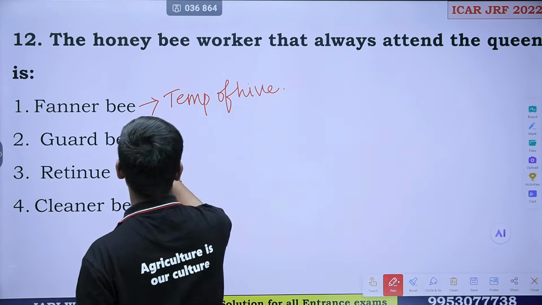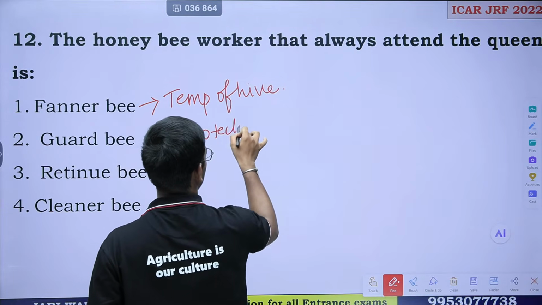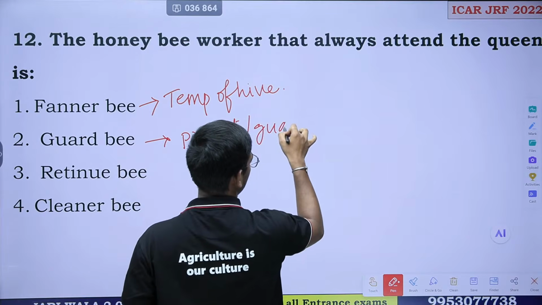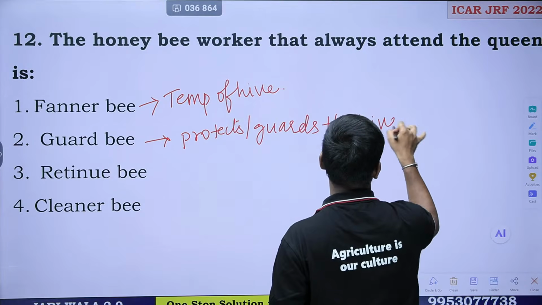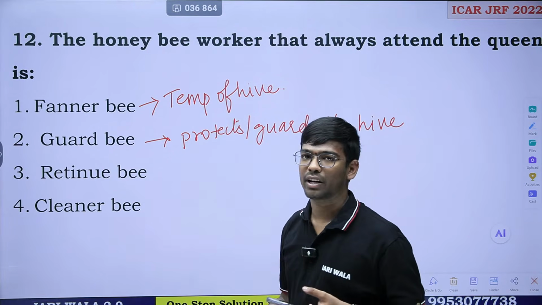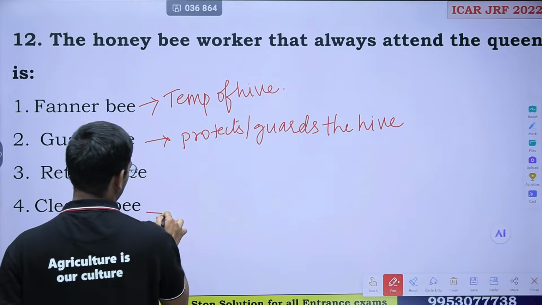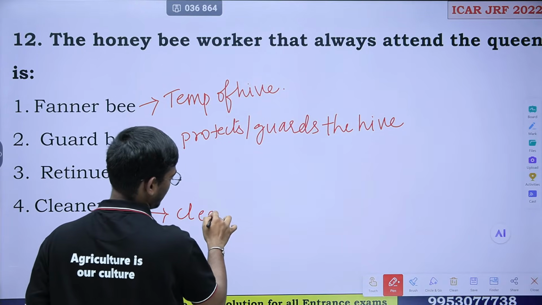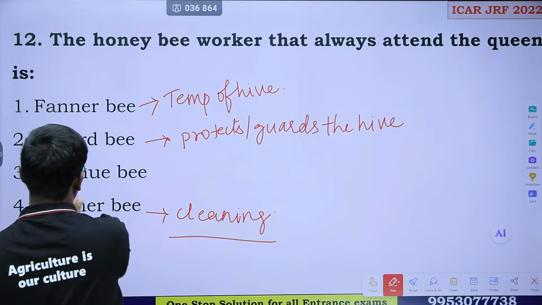Here the guard bee guards or protects the hive, from predators or any other second colony bees. Then the cleaner bee does cleaning generally. So the leftover option is retinue bee.